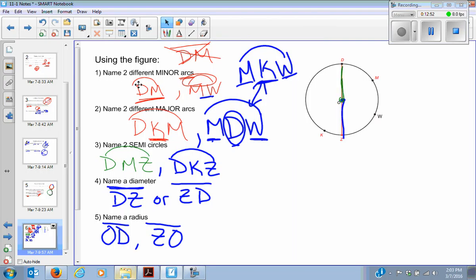Hopefully you found those words pretty easy to understand. Make sure you get those down, because we will be referring to those throughout the rest of this chapter.